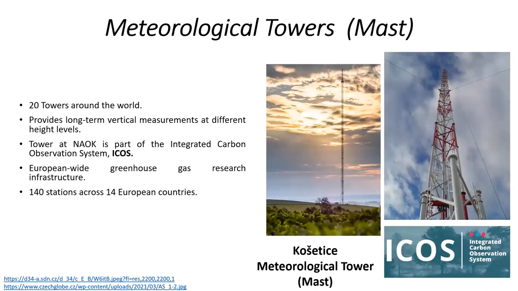Another is meteorological towers. There are almost 20 towers around the world. And we have one tower at our observatory, that is the National Atmospheric Observatory at Košetice. It is 230 meters tall, and currently it is measuring at 4 meters, 50 meters, 80 meters, 125 meters, and 230 meters. And this is a part of various national and international projects as well, like the Integrated Carbon Observation System, which has almost 140 stations in 14 European countries and measures the greenhouse gases.